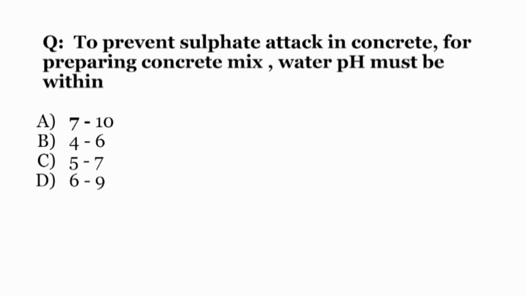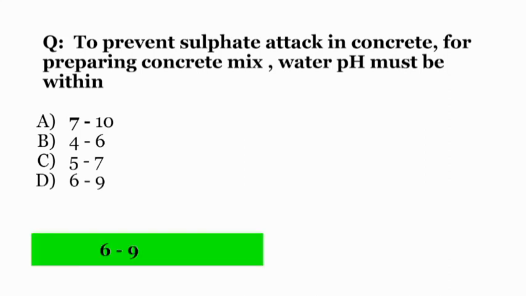To prevent sulfate attack in concrete, for preparing concrete mix, water pH must be within option A 7 to 10, option B 4 to 6, option C 5 to 7 or option D that is 6 to 9. Option D is correct answer, 6 to 9. pH should be 6 to 9.